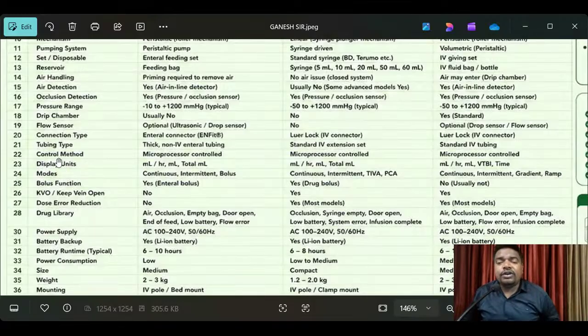Now, second point, control method. I'm going to compare the three: feeding pump, syringe pump, infusion pump. See here and listen carefully. Control method: microprocessor controller. The feeding pump and the syringe pump have a microprocessor controller, and everywhere the microprocessor controller is the common thing. That is how the controlling method works, which is why I say in every live session, now we are in the technical field.